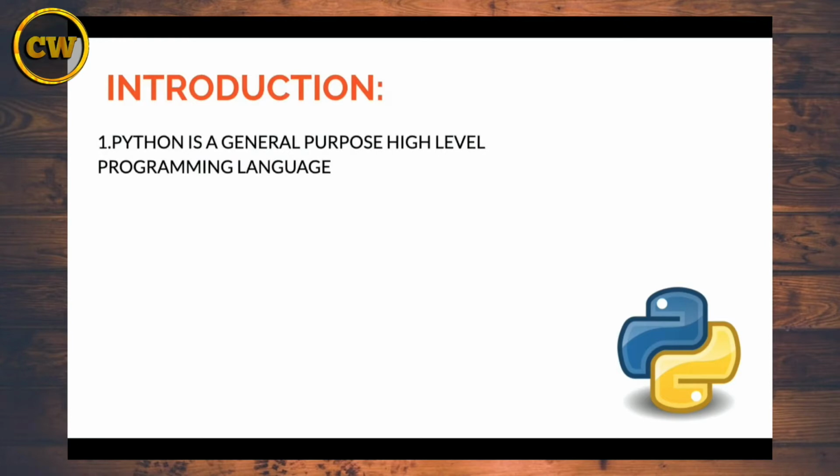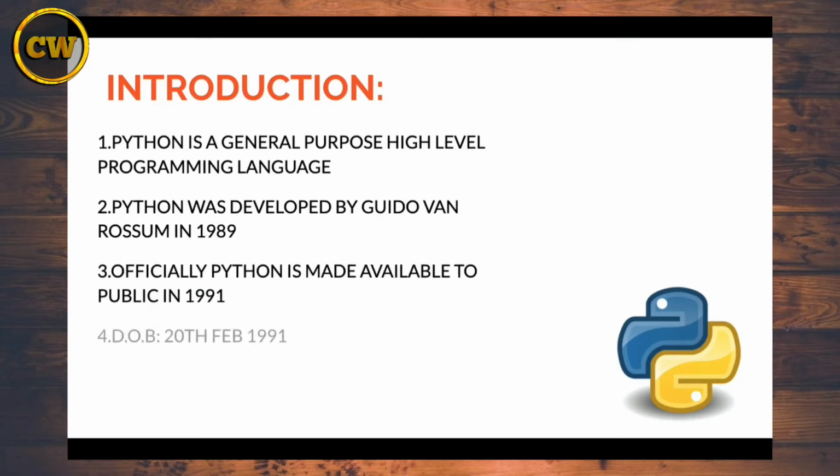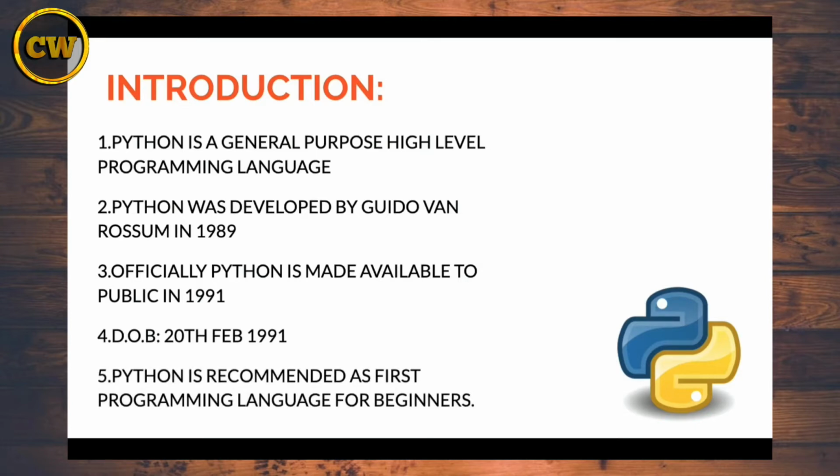Python is a general purpose high level programming language. Python was developed by Guido van Rossum in 1989, but it was made available to the public in 1991. Here is a fun fact: the date of birth of Python is 20th February 1991. Python is recommended as a first programming language for beginners. Since it is very easy to learn, it is recommended for every beginner to learn Python first and the remaining languages after that.